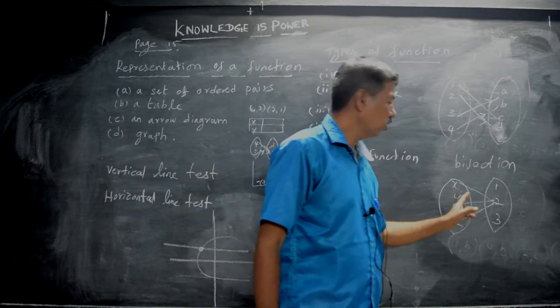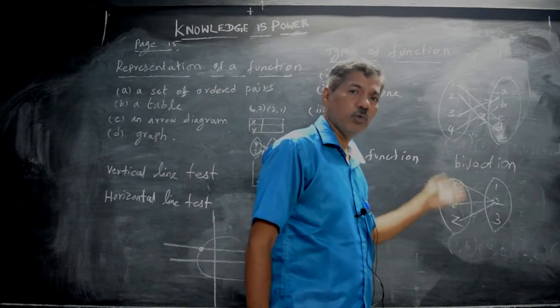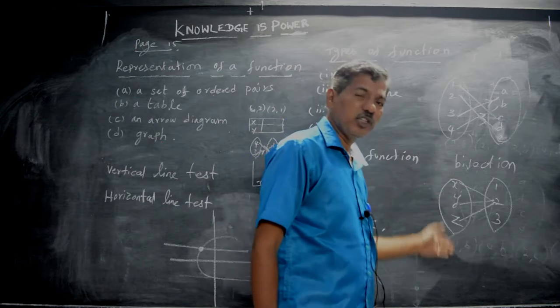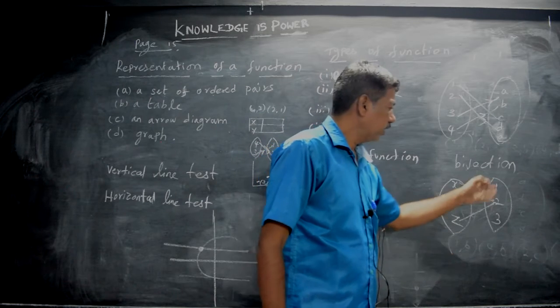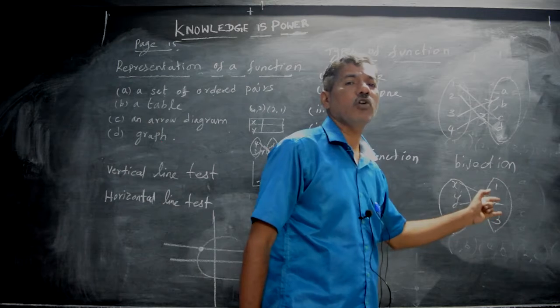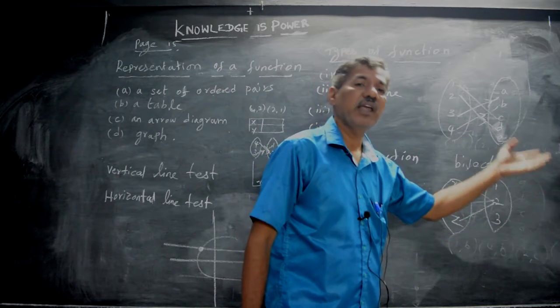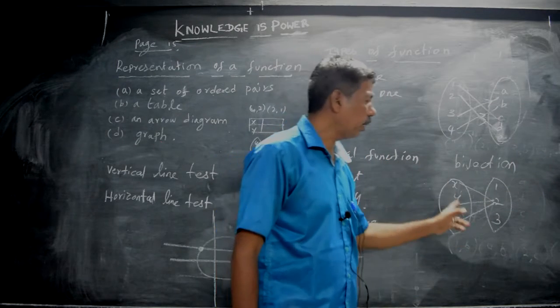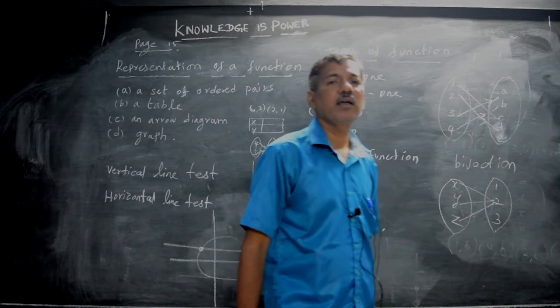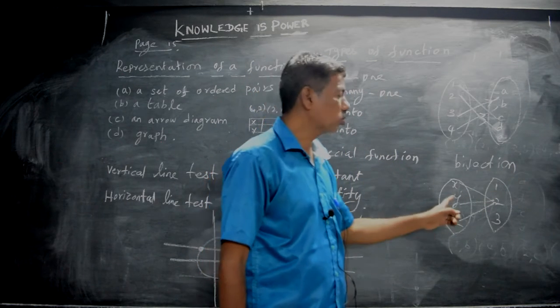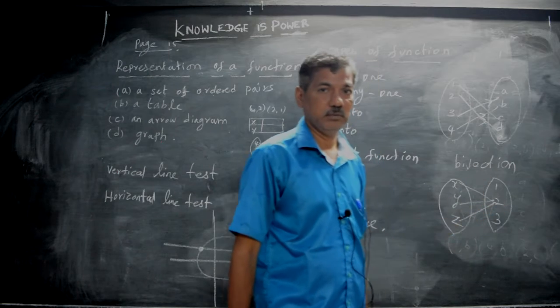Understand? Is it clear? Constant. How many elements? Even 5 or even 10. I have written 1 to 10. Here I have written A, B, C. All 10 is also possible to go to what? Either one number. All 10 can choose the same number. Then it is called a constant function.